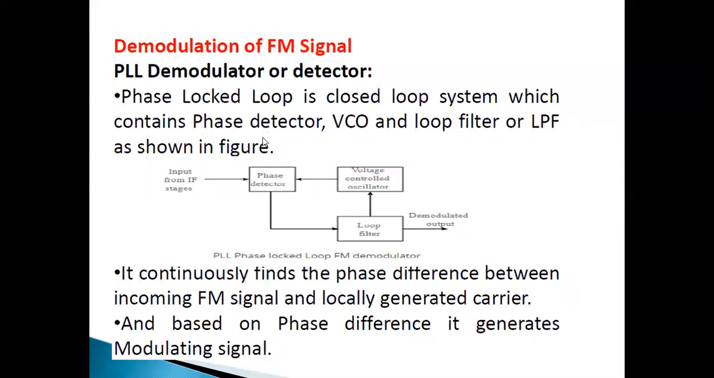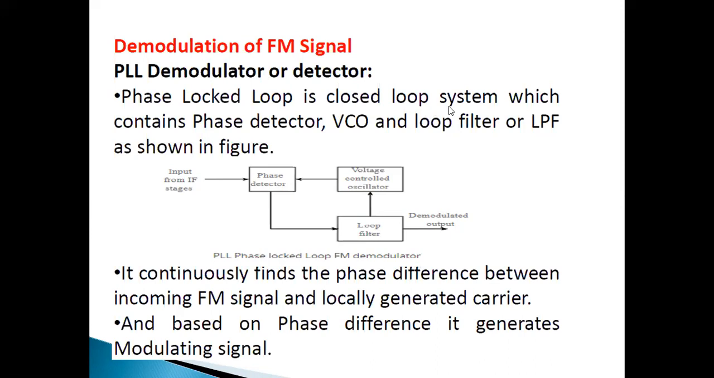The phase locked loop, PLL, is basically a negative feedback system. That is the first important point. Feedback means the output is again given to the input. That is a feedback loop. So the PLL is a negative feedback system, already we know that. The PLL is a closed loop system which contains a phase detector, this is one block, then a voltage controlled oscillator and the loop filter.